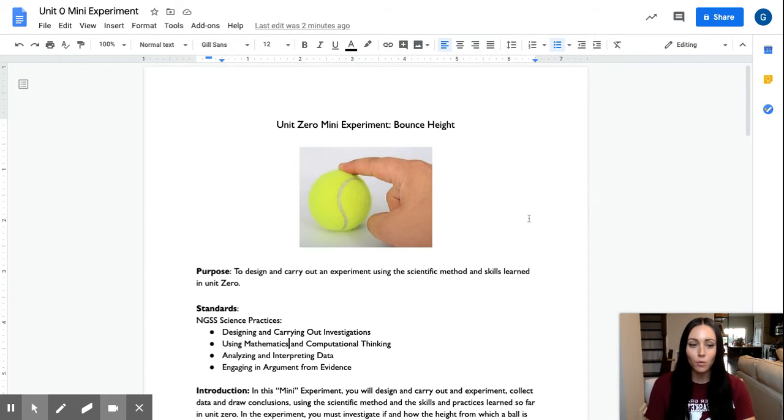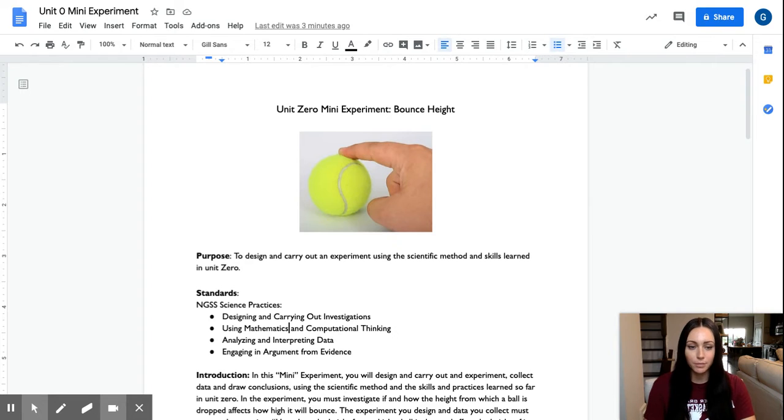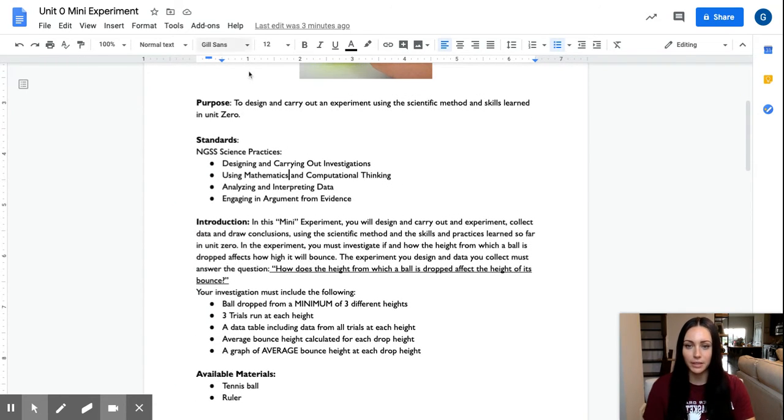So let's take a look at what this mini experimental design is going to involve. So it says Unit 0 mini experiment, bounce height, and we see here a tennis ball. So let's look at what this experiment is going to entail. The purpose of this experiment is to design and carry out an experiment using the scientific method and the skills learned in Unit 0. So the skills that you've learned up to this point and the ones that you'll be learning in the next couple of days will prepare you to complete everything that you need in this mini experiment.